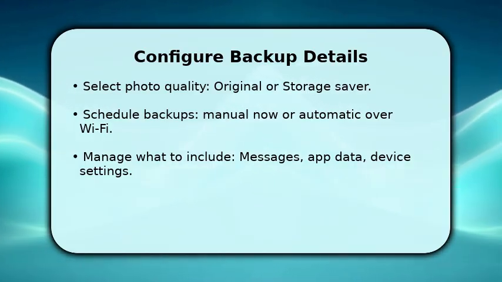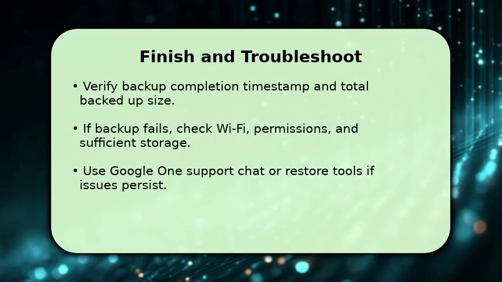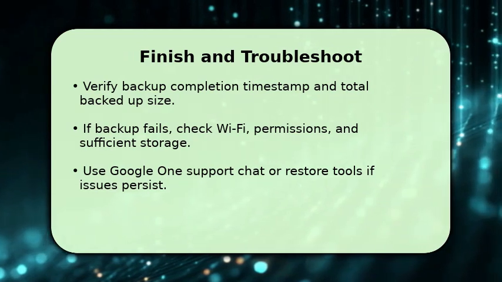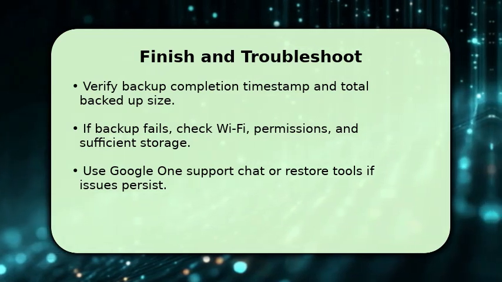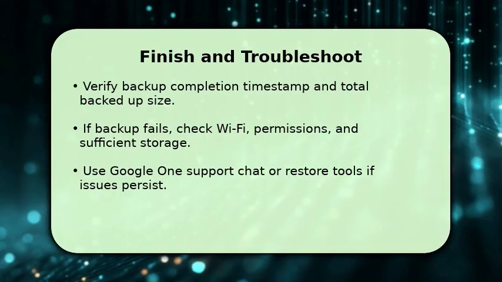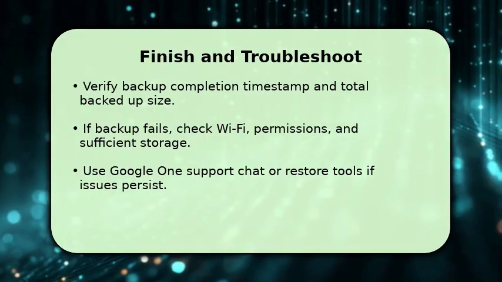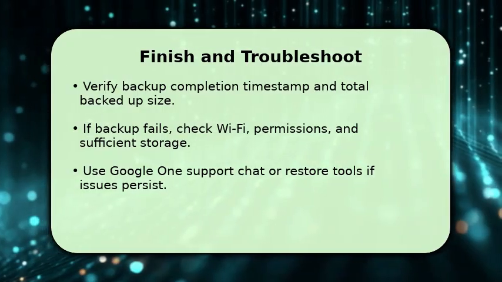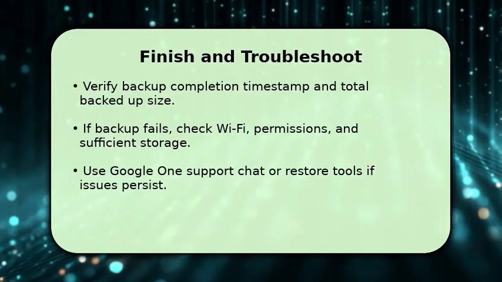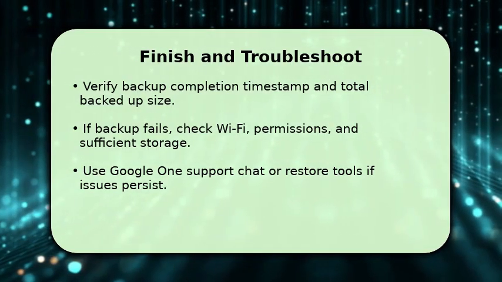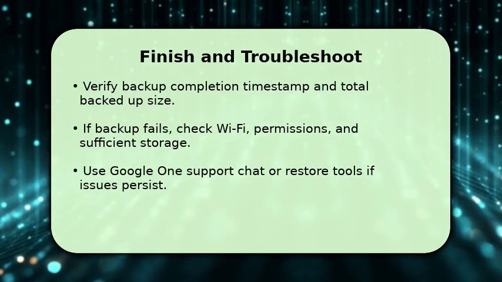Complete the process by confirming the backup finishes. Check the timestamp and the total size to ensure everything uploaded. If something fails, first make sure your iPhone is on a stable Wi-Fi network, plugged in, and that Google One has the necessary permissions in settings. Also confirm you have enough storage in your Google account and consider freeing space or upgrading your plan. If problems continue, use the Google One in-app support chat or the restore tools to troubleshoot further.